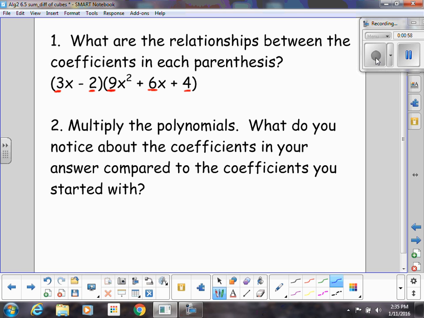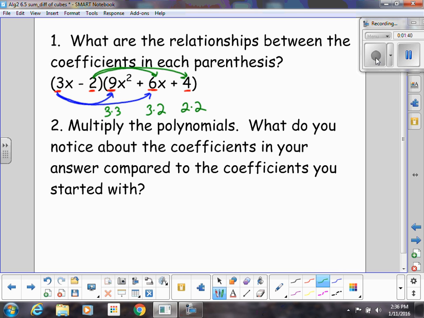For me, what I'm noticing is 3 kind of has to do with these two, and 2 kind of can go into those two numbers. So 3 is divisible into 9 3 times, and 3 can go into 6 2 times, whereas 2 can go into 6 3 times, and 2 can go into 4 2 times. Or another way of saying that, 9 is the same thing as 3 times 3, 6 is the same thing as 3 times 2, and 4 is the same thing as 2 times 2.